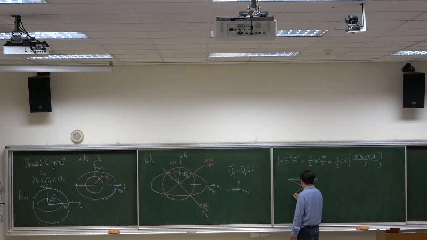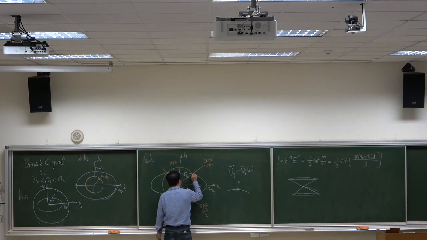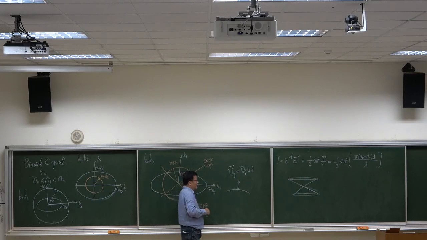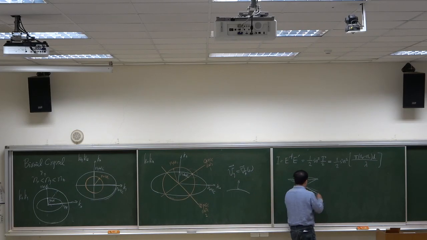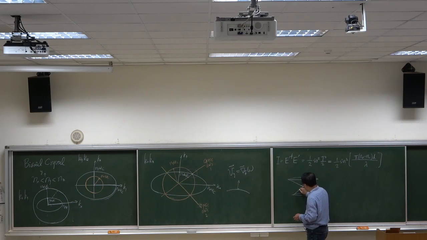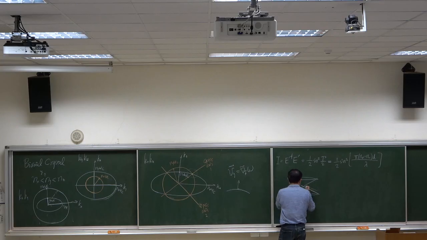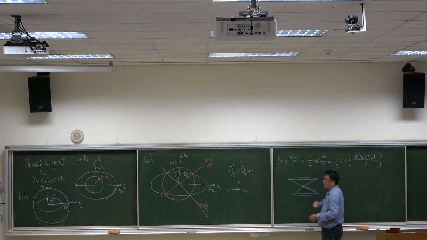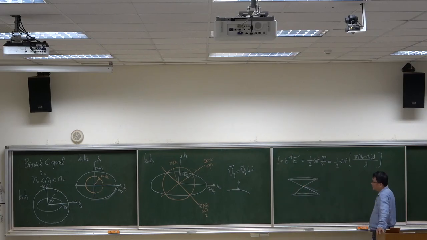Locally, the region very close to this point, you see the normal surface just like a cone. At this point, we can have a very clear definition of the normal vector. But at this point, we do not have such kind of definition of the normal vector.